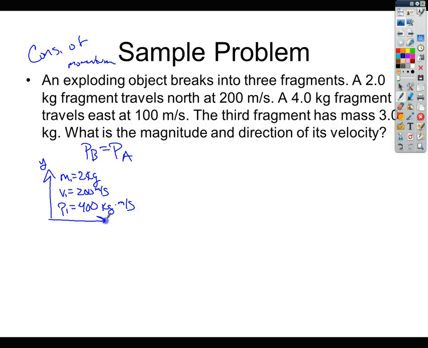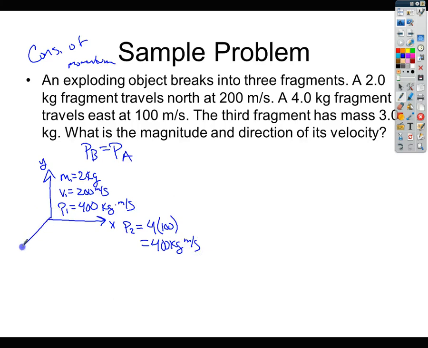We have another object that goes to the east, which is right. We'll call that the x direction. And we see that for this one, the momentum should be equal to its mass, which is 4 kilograms, times 100 meters per second. So it's also 400 kilograms times a meter per second.